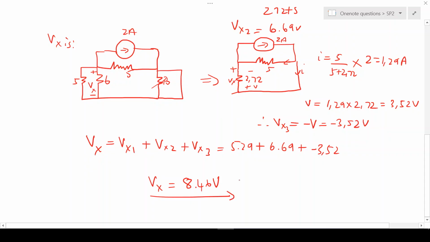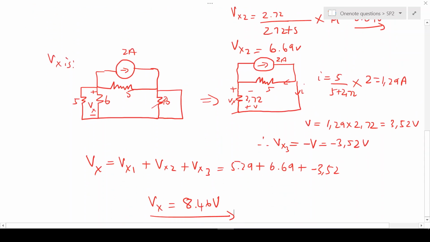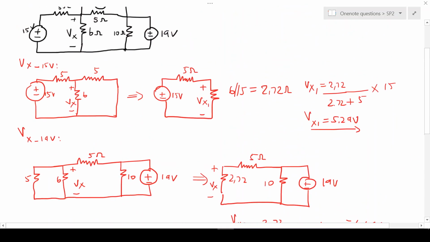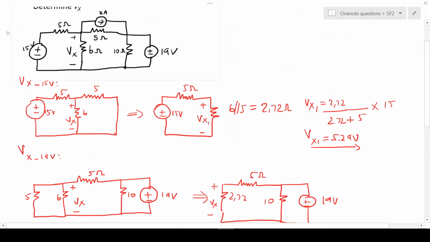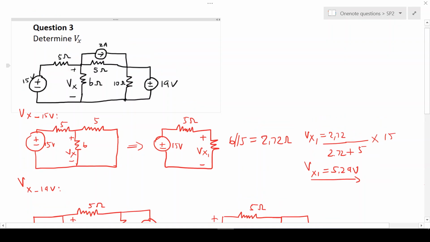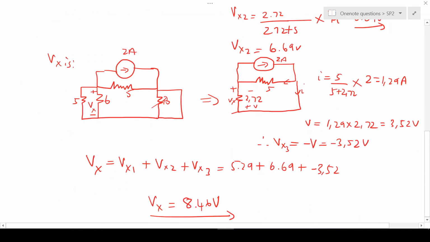So one is able to see then that the whole objective here is to treat all the sources independently, deactivate the other ones when you are focusing on one source, and at the very end you add the final values together.